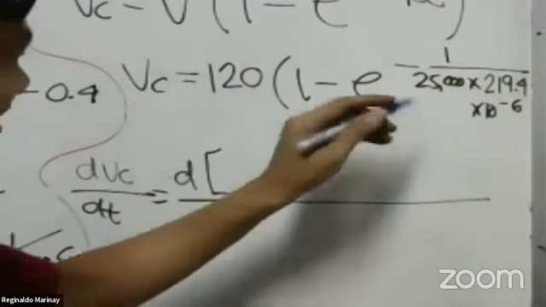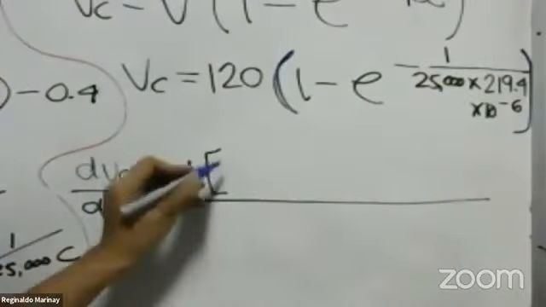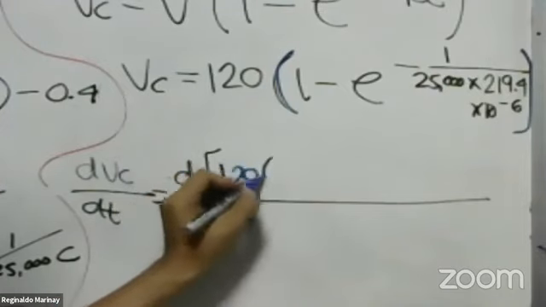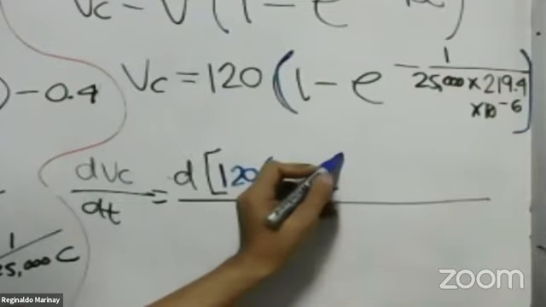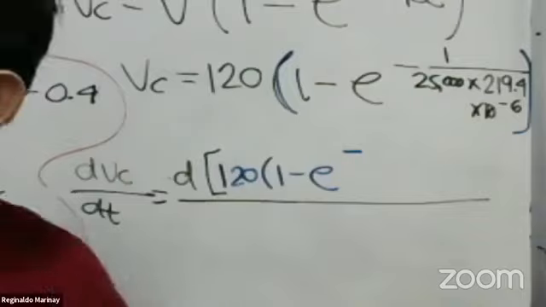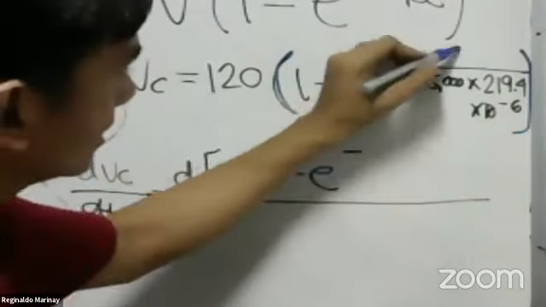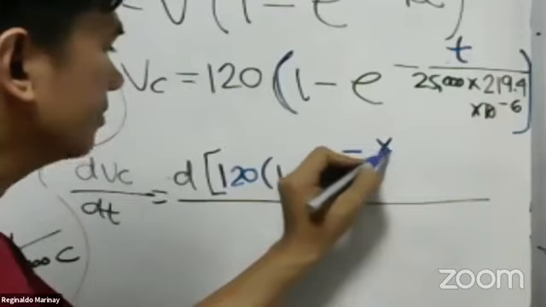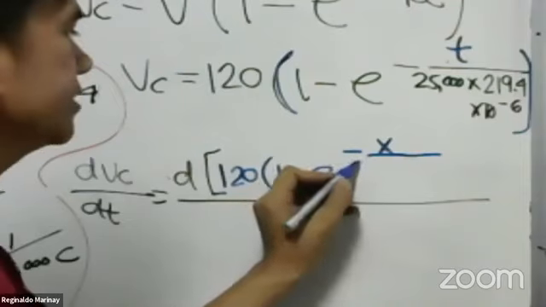So we have here a bracket. We have 120 times 1 minus e raised to negative... The question is with respect to time, we will not use the 1 first. Just T. Our T here, we will replace the T by X. In your calculator, it should be X, right?